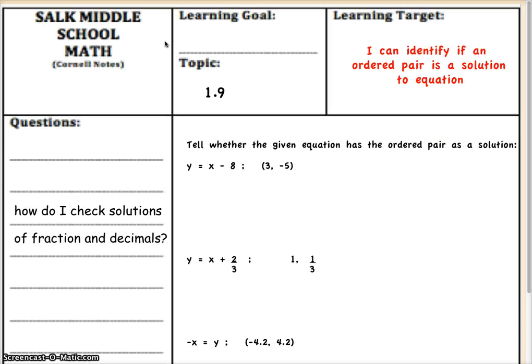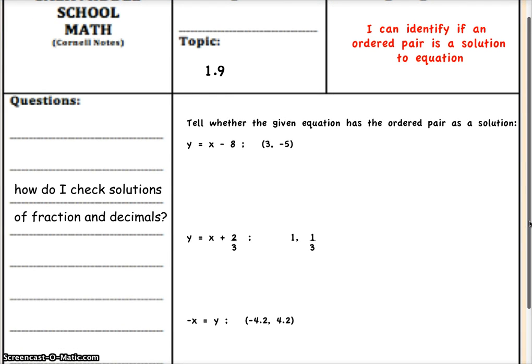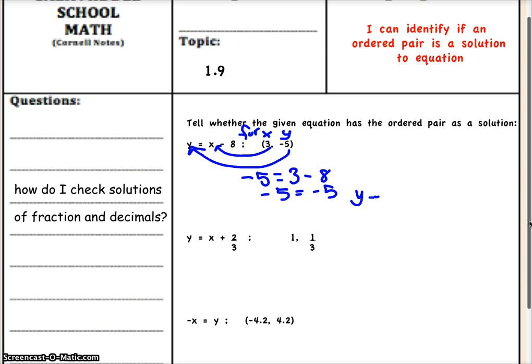Okay, the next one. Tell whether the given ordered pairs are a solution. Remember, the semicolon means for. The first one is x, the second one is y. That will never ever change in your whole entire life. It will always be x, y. Always. 3 goes here, negative 5 goes here. Rewrite. Does negative 5 equal 3 minus 8? Yes. Another yes. Maybe I'll have a no in here somewhere. I don't know.